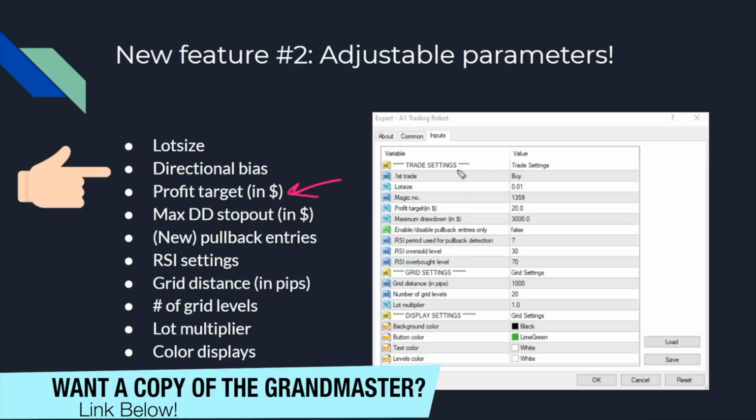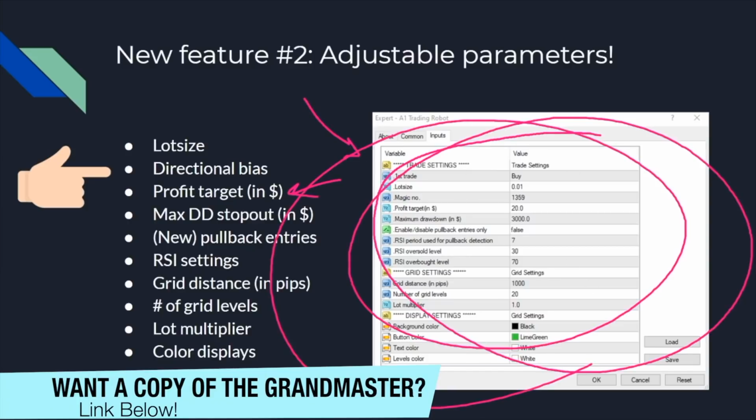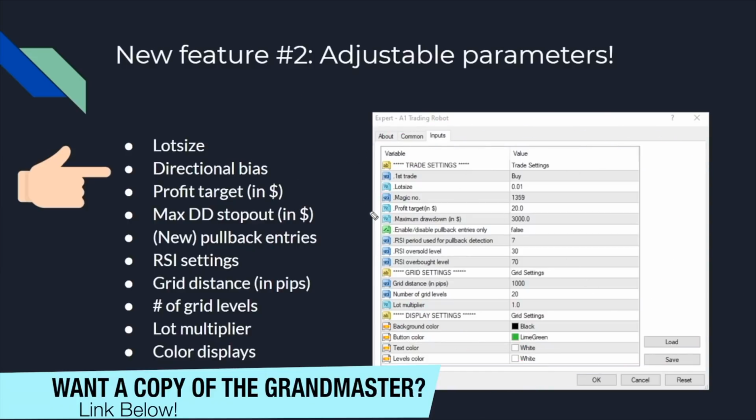So all of these things, by the way, when you set up the bot, you have all of these to make your own selections and preferences about. So again, you can set your directional bias, you can set your profit target. If you have a max drawdown in mind, if you have a certain level that you want to stop out of trades at, that's up to you. You can set that in the tool and that will basically watch for you.